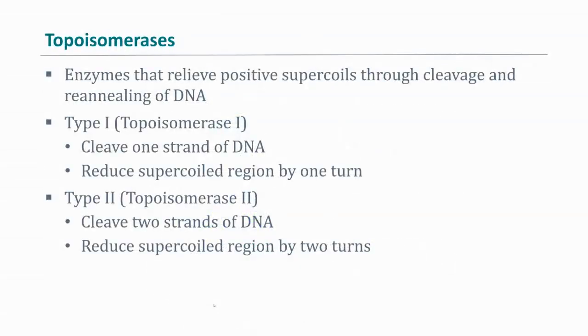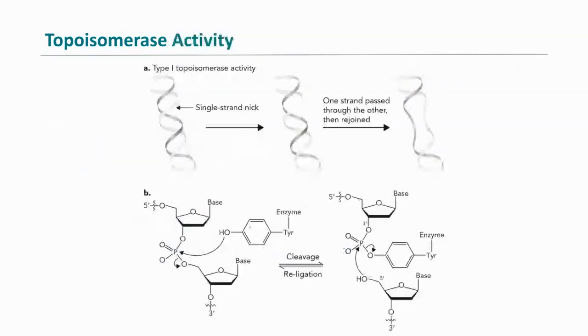So she mentioned there are two types of topoisomerase. Type 1 cleaves one strand and reduces the supercoil region by 1 turn. Type 2 cleaves two strands of DNA, reduces the supercoil by 2 turns, and type 2 requires energy.